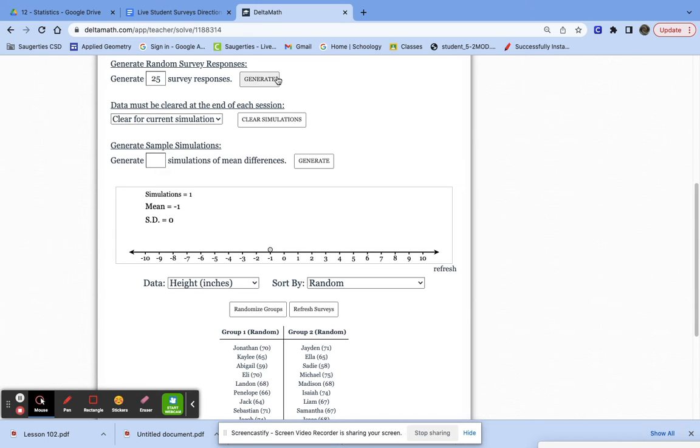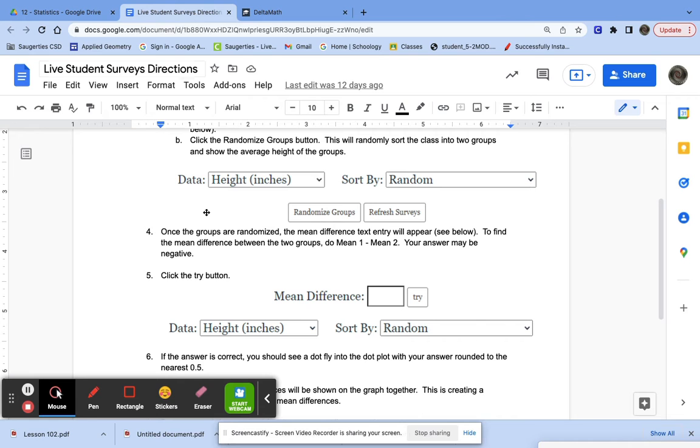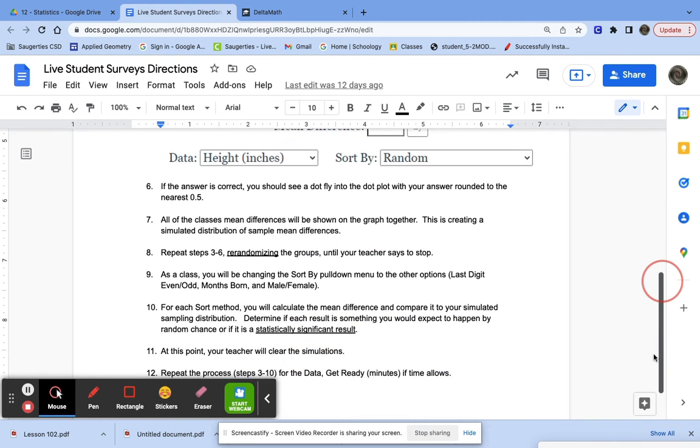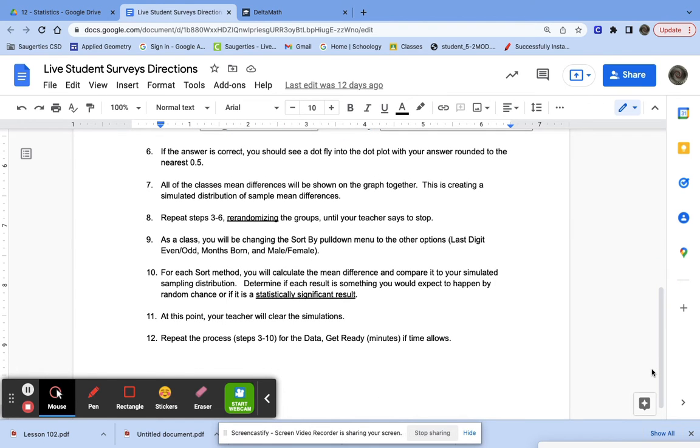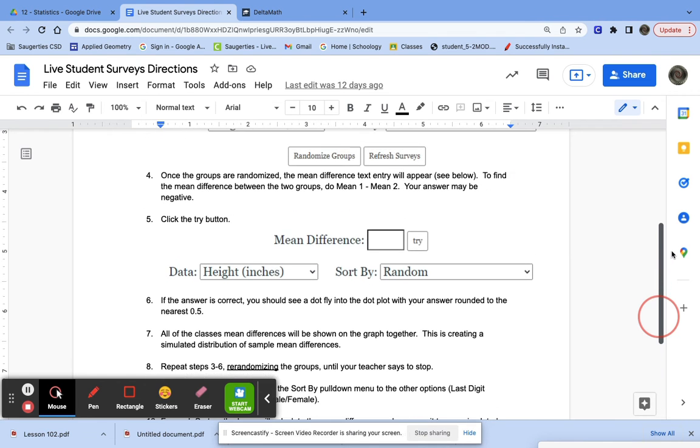Looking back at our directions now, if the answer is correct, you will see a dot fly into the dot plot with your answer rounded to the nearest 0.5. So actually it's nearest 0.5, not nearest whole number. Your classmates are going to be doing this too. They're going to be doing it randomly, so their dots are going to be flying in at the same time. Now you're going to go and repeat steps 3 through 6.